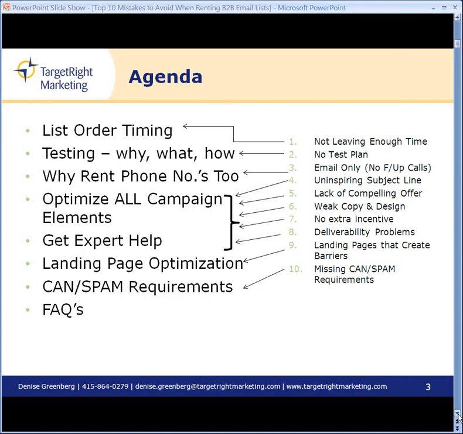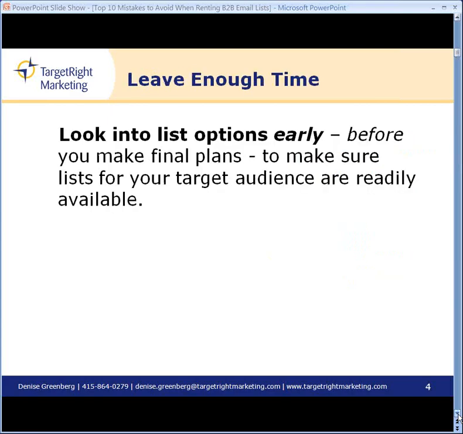So the first thing we're going to talk about is list order timing, then testing: why test, what to test, and how. Why rent phone numbers as well as email addresses, how to optimize all campaign elements, and when to get expert help. I'm also going to focus on landing page optimization for a little while. This is an area that I see all too often neglected, and it's crucial. Finally, CAN-SPAM requirements, and I'll review some frequently asked questions with you.